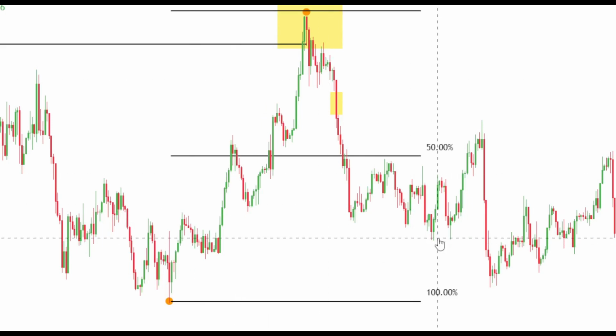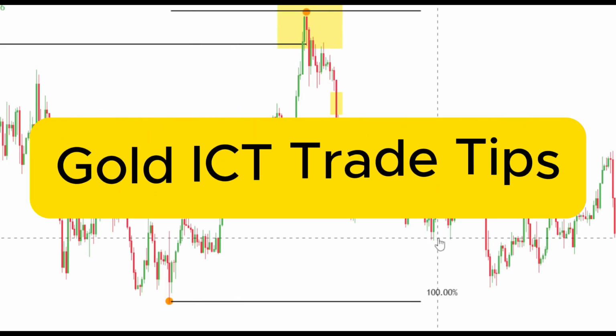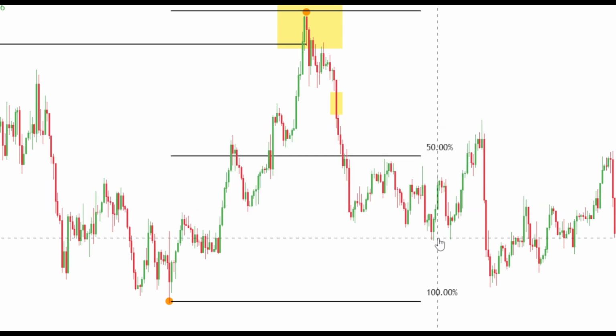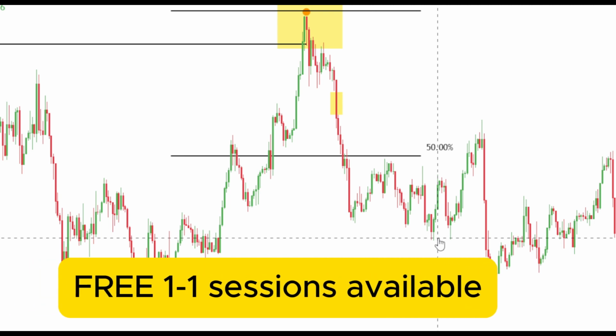Okay, so here we have the gold chart in front of us, right? This is going to be a case study where we really dive into liquidity and fair value gaps. What's more important? Well, let's find out in the video.